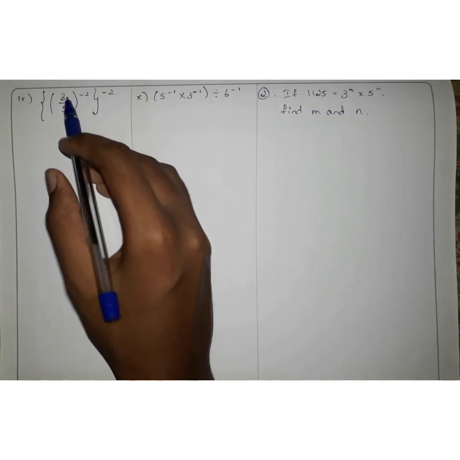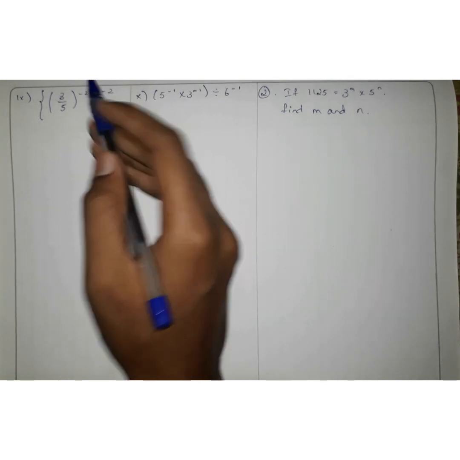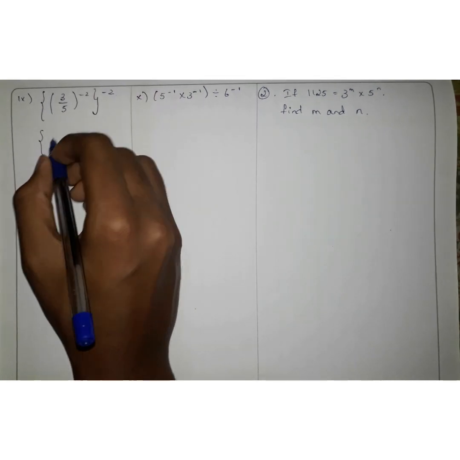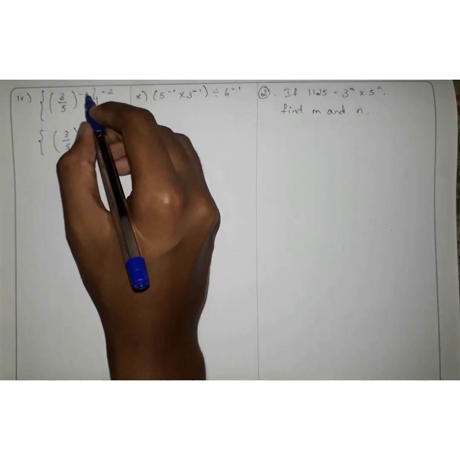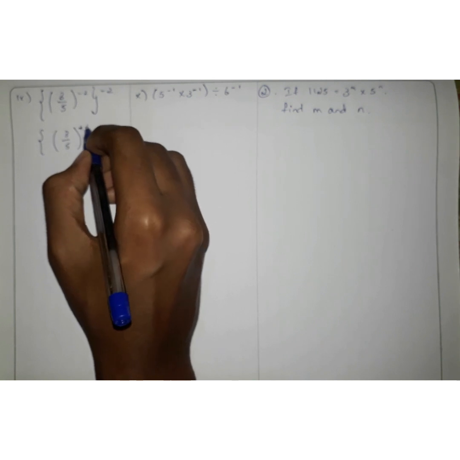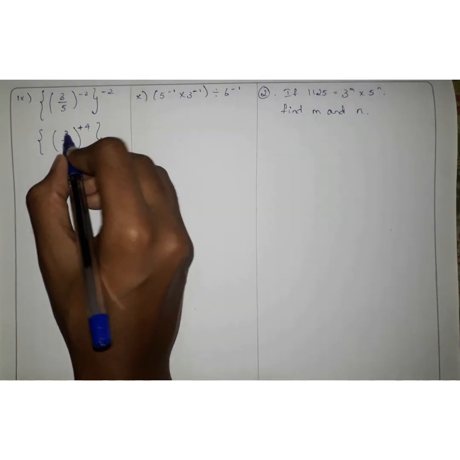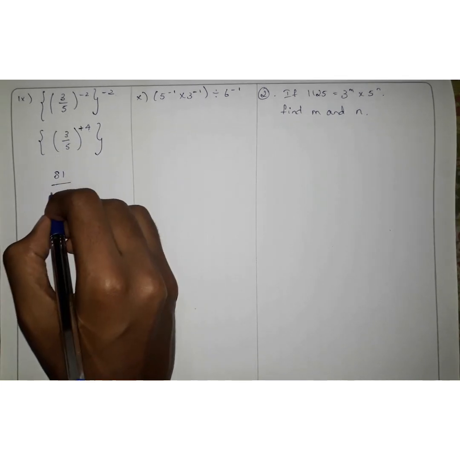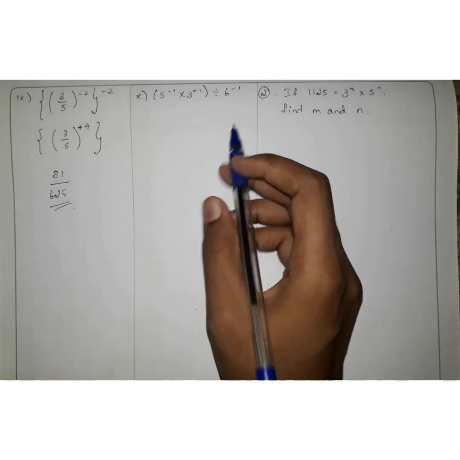In this problem, 3 by 5 to the power minus 2 whole to the power minus 2. What we'll do is, first we'll multiply these two powers, then we'll solve the equation. So it's nothing but 3 by 5 to the power minus 2 into minus 2 will become plus 4. So then our power is plus 4. We need to multiply 3 by 5 four times. If you multiply 3 four times, you will get 81, and if you multiply 5 four times, you will get 625. The answer is 81 by 625. It's so simple. Now next problem.